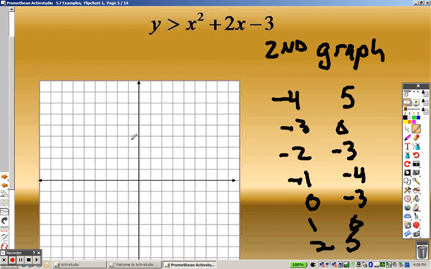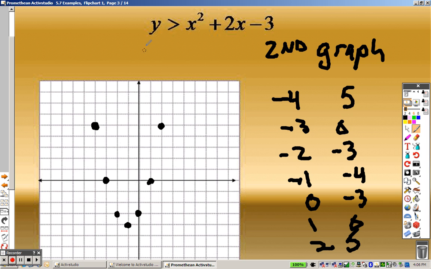My point is, let's graph them. 1, 2, 3, 4, 5. There's a point. -3, 0. -2, -3. 0, -3. -1, -4, I forgot that one. And you can probably already see the pattern and where the points are going. So there's all the points for my curve.